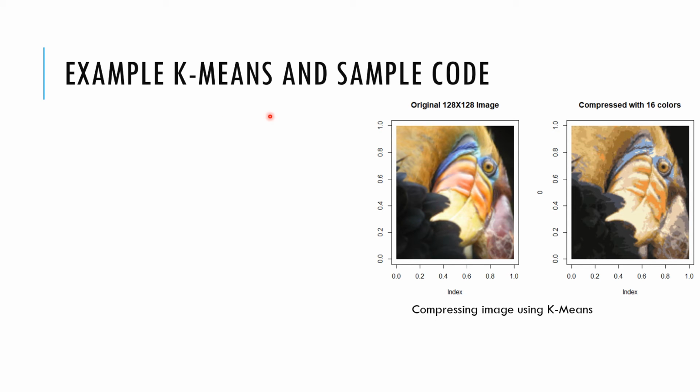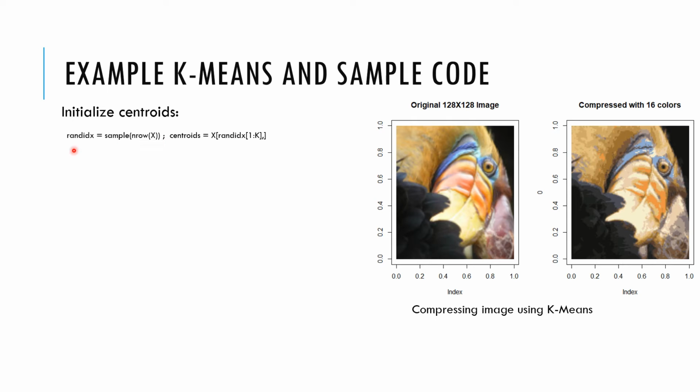So here is an example of k-means. What we have done is, using k-means, this is the original picture, 128 by 128. Using k-means, I have compressed it to this, which has only 16 colors now. Although the quality has been compromised, it has been compressed substantially compared to the original. So this is also one example of using clustering on real life data. You can use k-means or some other clustering method to compress an image.